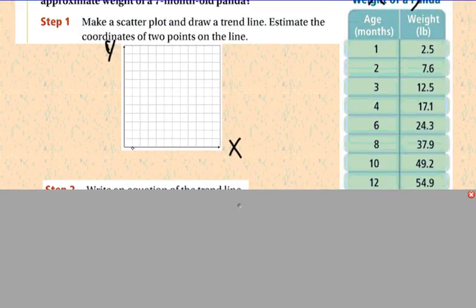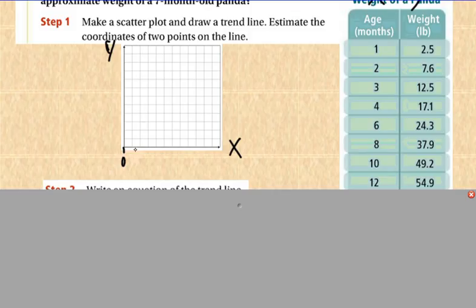So we're going to go up, let's see, 1, 2, 3, it goes up to 12. So we're going to do by ones. So it'd be 0, 2, 3, 4, 5, 6, 7, 8, 9, 10. Goes up to 12. The weight, it goes from 2.5 to 50. Let's go up by fives, I think. So we're gonna go 5, 10, 15.